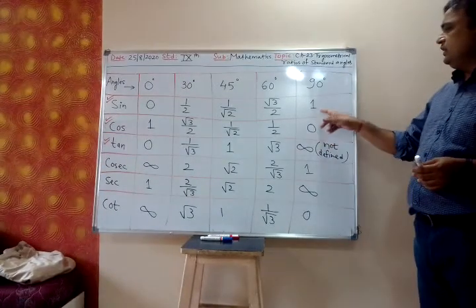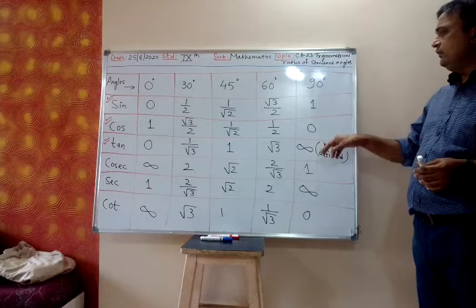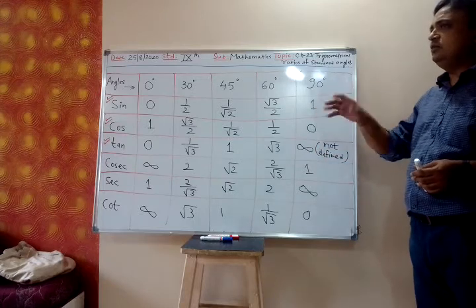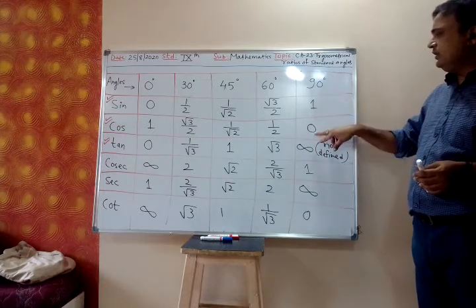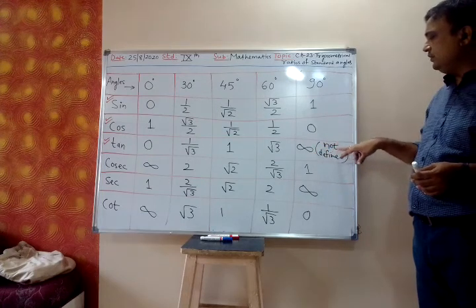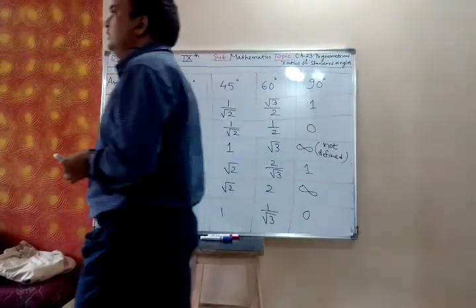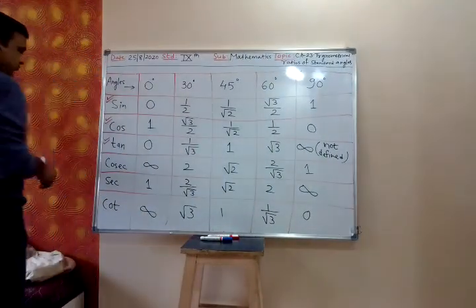Whenever the denominator is 0, it tends to infinity. If the numerator is 0, the value becomes 0. But if the denominator is 0, it tends to infinity, or you can say it is not defined. Whenever the denominator is 0, the fraction is not defined.